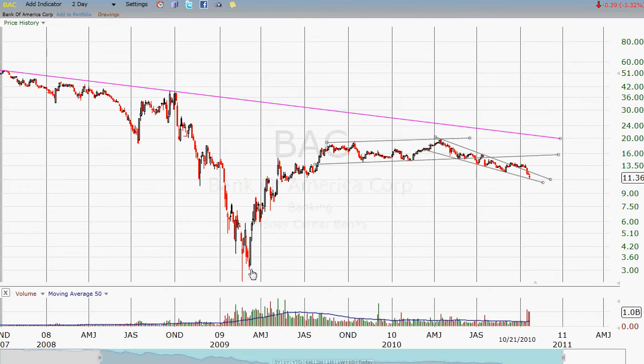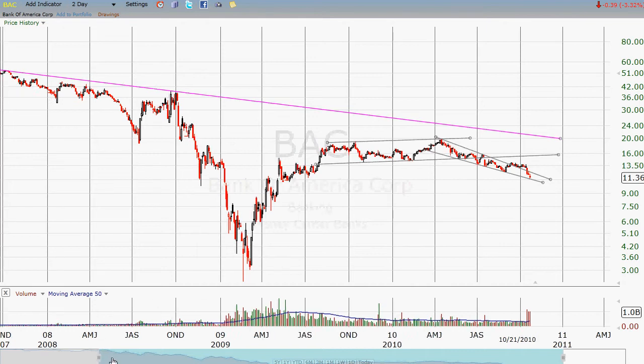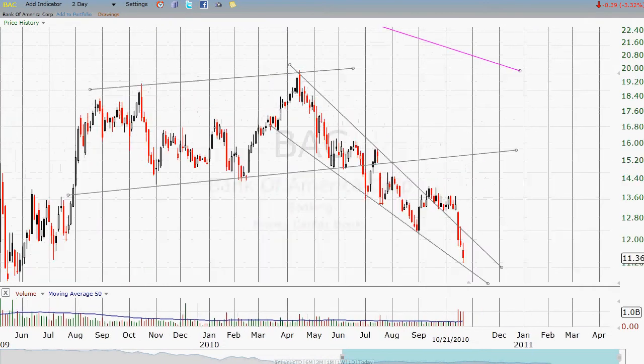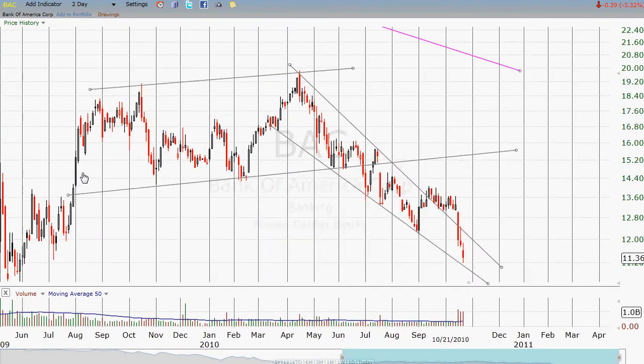Bank of America made its bottom back here in the spring of 2009, like just about every other stock you look at, and recovered pretty strongly up into the low teens. Got as high as almost 20, but it appears to me, if we zoom in on this chart just a little bit, like what we ended up with after that nice run was 1, 2, a double top.